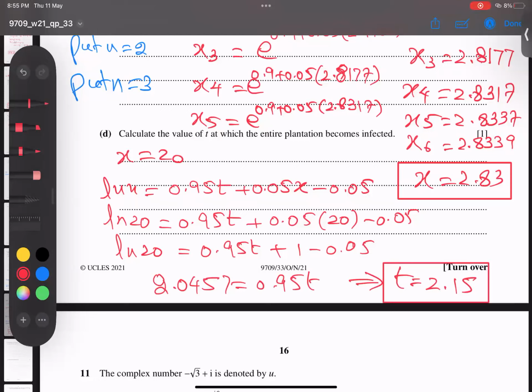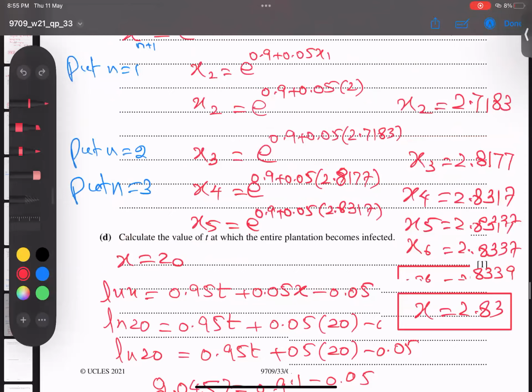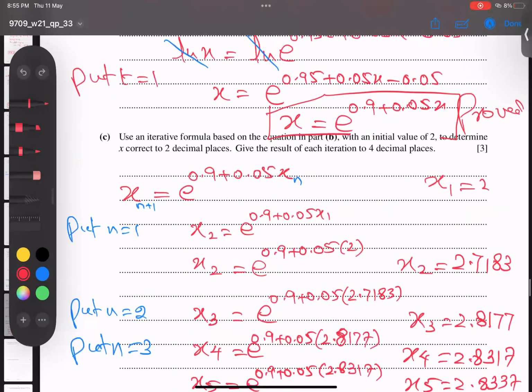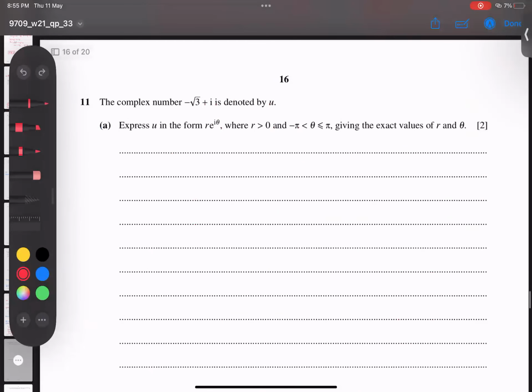And we have to read it carefully. Find the t value when the entire plantation becomes infected. It means x value is 20. First, by mistake, I kept it here. Then I realized that he is asking t, and t is not involved here. Sorry, t is involved in this, so it is better to not use this form. Better to use the above form. That is why I pick this form. I hope the point is very, very clear.